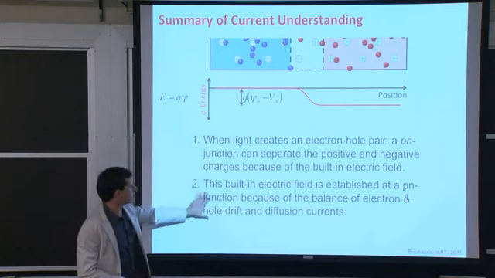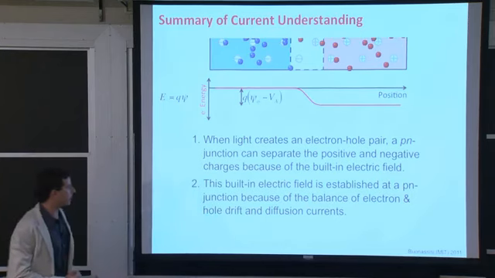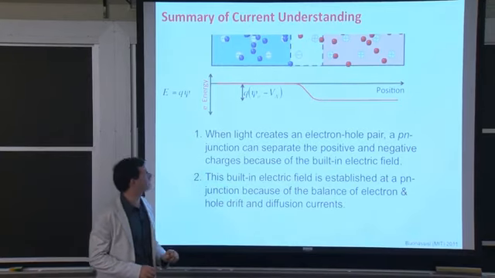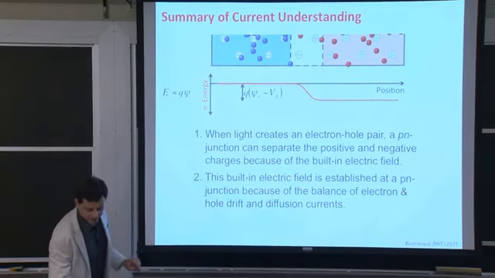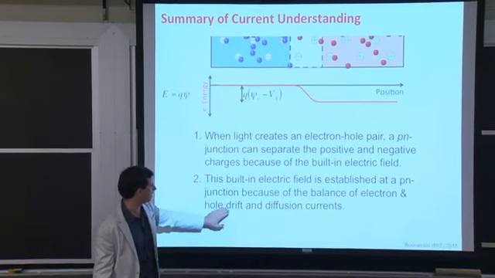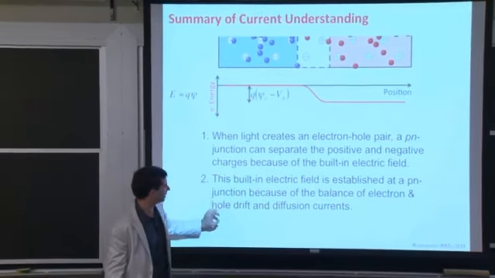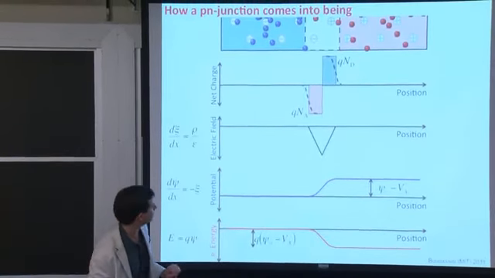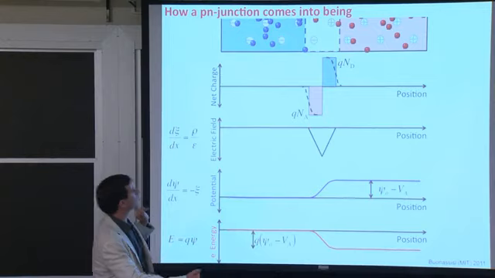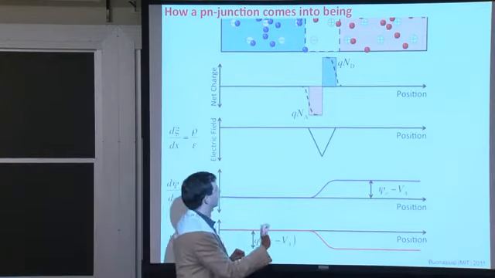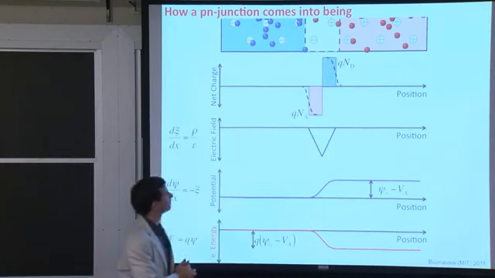The built-in electric field is established at a p-n junction because of the balance of electron and hole drift and diffusion currents. Let me be more precise about this one more point right here, because the built-in electric field is established at a p-n junction because of the balance of electron drift and diffusion. We talked about that, but hole drift and diffusion as well. So if we go back over to here, notice how the electron drift and diffusion are opposed and equal and opposite to the hole diffusion and drift.